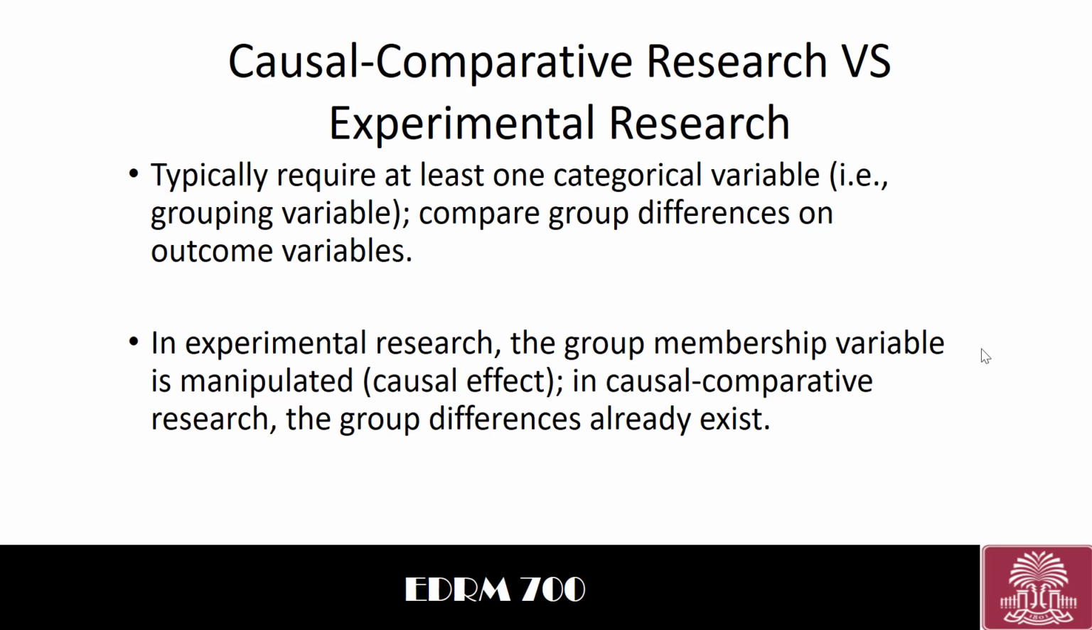What are the similarities between causal comparative and experimental research? Typically, researchers need at least one categorical variable in both methods. Both are interested in the group differences on outcome variables. In experimental research, the group membership is manipulated, so we can build causal effect. However, in causal comparative research, the group differences already exist.